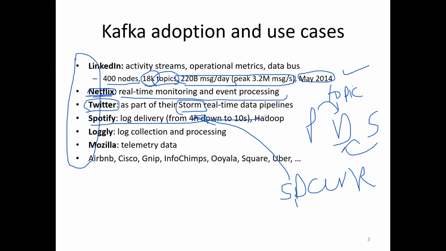Spotify is a music platform, a music streaming service. So they must also be having huge big data requirements, so they are definitely using Hadoop. Loggly, log collection and processing. Mozilla, telemetry data. Airbnb, Cisco, Square, Uber, and there are probably thousands of other companies which are using it.